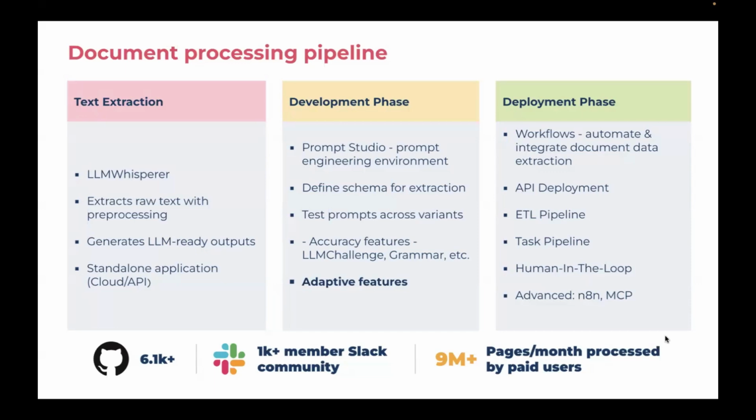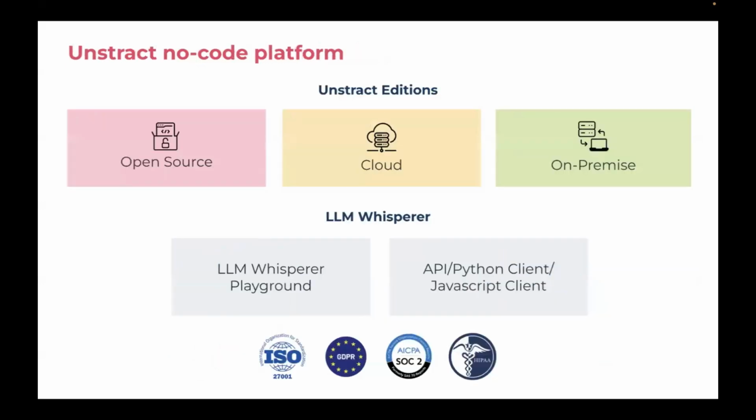Just to throw a few numbers on the platform and where it stands today, currently we have 6.1K stars on GitHub, 1,000 plus member Slack community, and we're currently processing over 9 million pages per month by paid users alone. So Unstract comes in 3 different editions. We have an open source offering for those of you that want to explore the platform on your own. However, this does come with its limited capabilities. If you're looking to access the end-to-end capabilities of the platform, you can either go for the cloud version or the on-prem deployment.